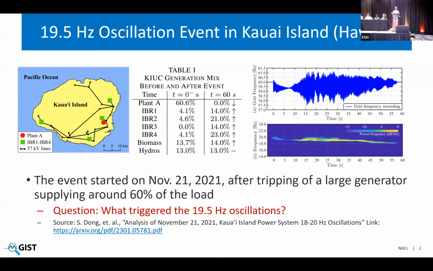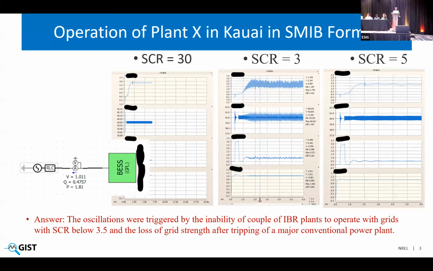Now, the question is, when you lost 60% of the generation, are these oscillations some nonlinear phenomena? Are there interactions among IBRs? Who is really causing these oscillations? So after doing some impedance scan studies, we figured out that some of the IBRs in the system did not like weak grid operation. So this is just one IBR connected to a single machine infinite bus format, showing that for a weak grid condition, when the short circuit ratio is small, the system ran into oscillations.